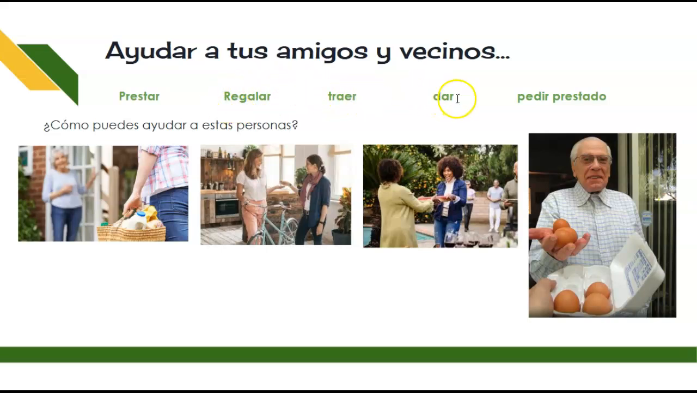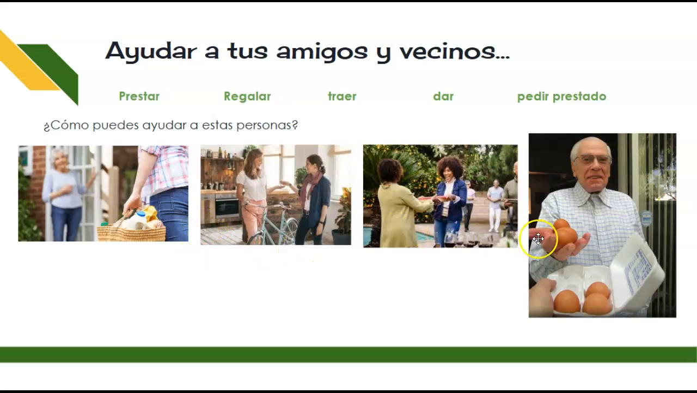Traer is to bring. Dar is to give. And not in your vocabulary, but necessary in this thing is pedir prestado. It's like to ask if you can borrow, because there's no verb for to borrow. To borrow is to request lendingness, right? Can you borrow me that? So in Spanish, you just say, can you ask that you lend it to me? Pedir prestado.